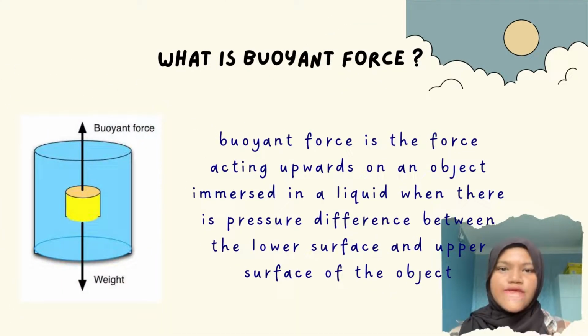So what is buoyant force that is mentioned in Archimedes Principle? Buoyant force is the force acting upward on an object immersed in a liquid when there is pressure difference between the lower surface and the upper surface of the object. As shown in the diagram in the slide, the upward force on the block immersed is labeled as buoyant force, while the force acting downwards on the block is labeled as the weight.